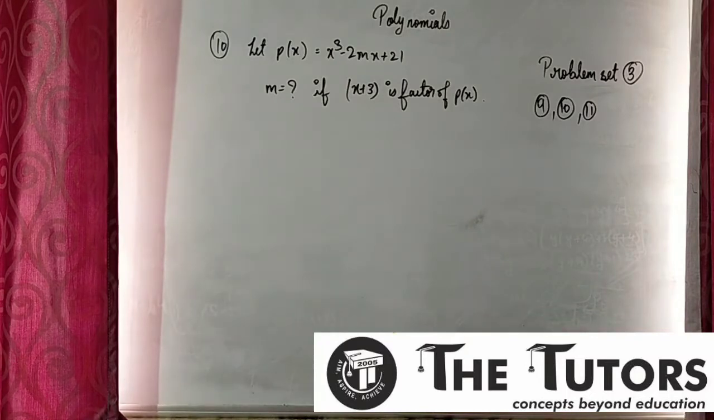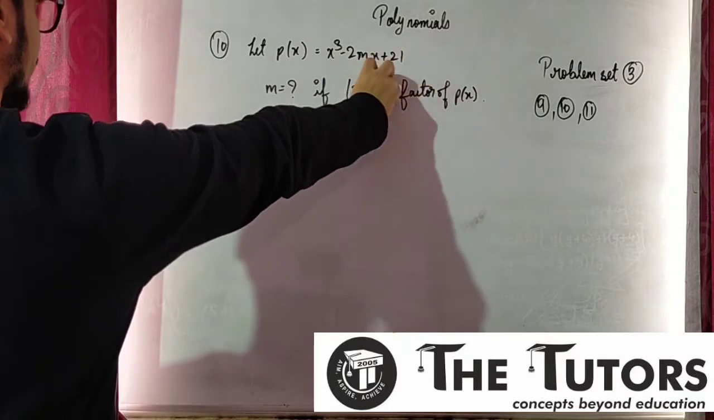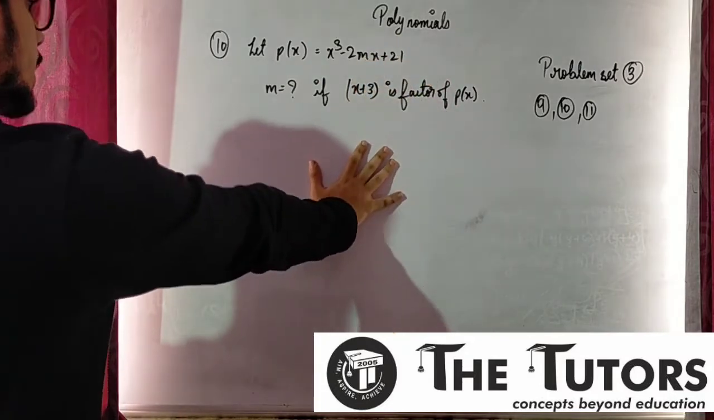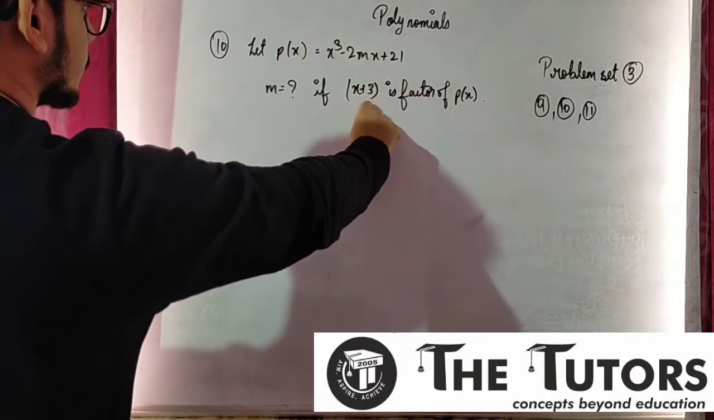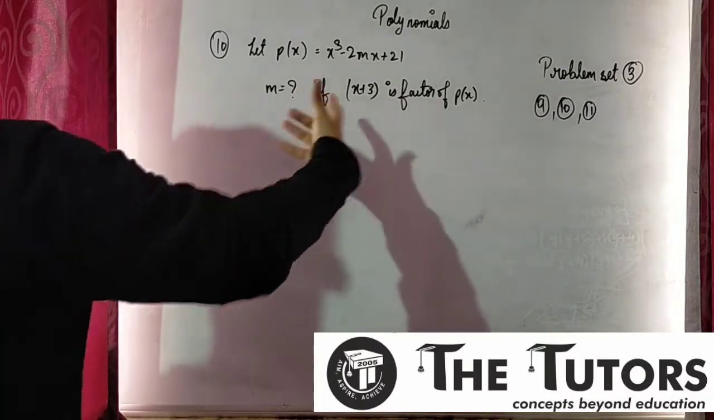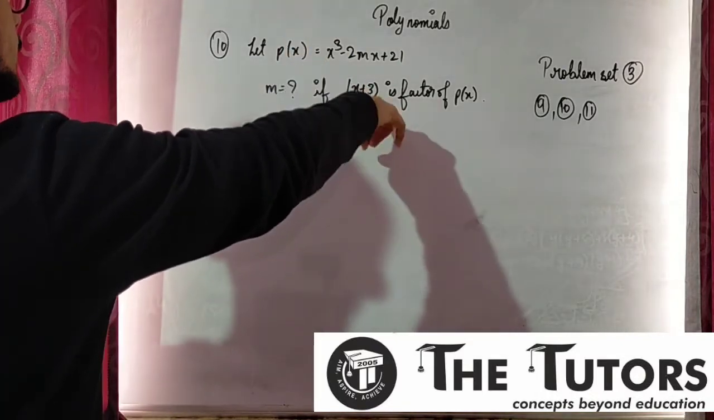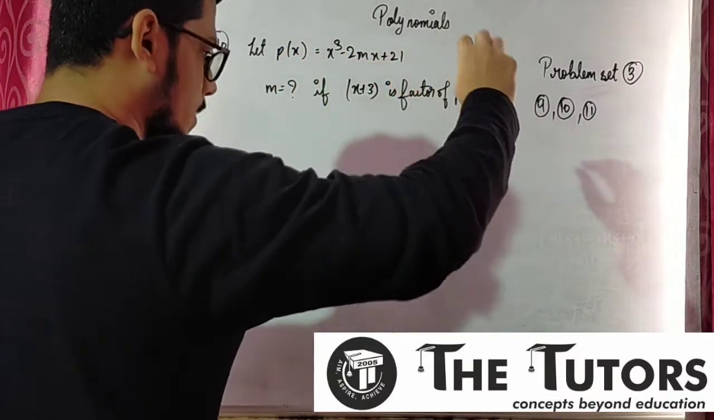Just explain it in Hindi. p of x is equal to x cube minus 2mx plus 21. ये आपको polynomial दिया हुआ है. आपको find out करना है m की value क्या होगी अगर x plus 3 इसका factor होगा. By factor theorem अगर x plus 3 इसका factor होगा तो प्लस 3 का उल्टा क्या है माइनस 3. मतलब p ऑफ माइनस 3 क्या इक्वल टू होगा 0.